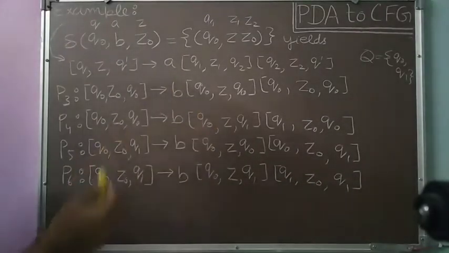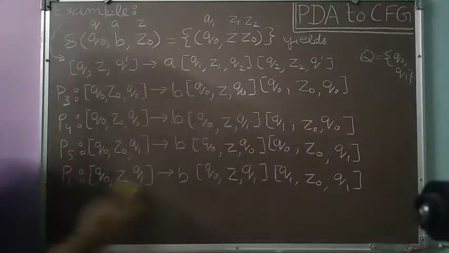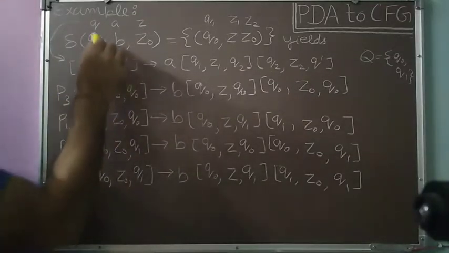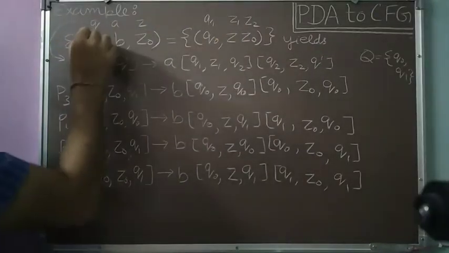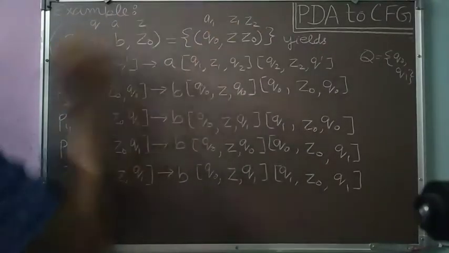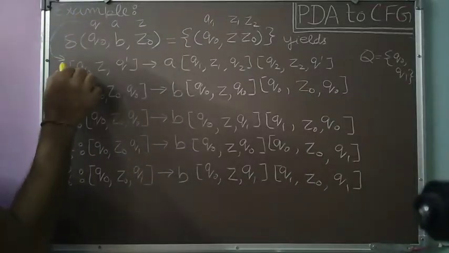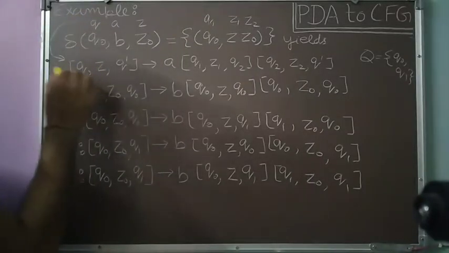So in this manner, you can easily find the productions. The key is that you first identify which kind of move it is, write its corresponding standard format over it, and then write what kind of productions it will induce.